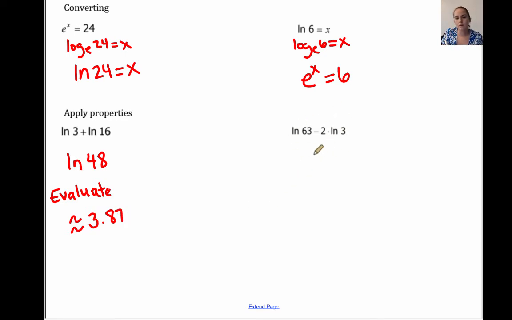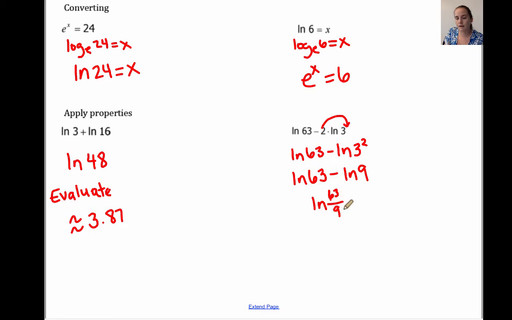Okay, over here, now in this one, because we have this 2 being multiplied by the log, we need to put it back in its home. It's been powered down. You want to put it back up there. So we have ln 63 minus ln 3 squared. Well, since we know what 3 squared is, let's go ahead and simplify that. So we have ln 63 minus ln 9. And since we are using the same base and subtracting, we can divide the numbers here. So ln of 63 divided by 9, and we know that that is 7.